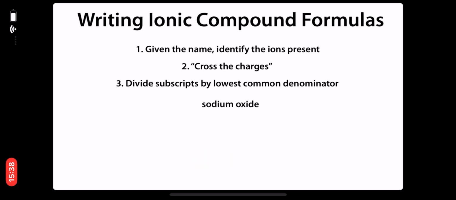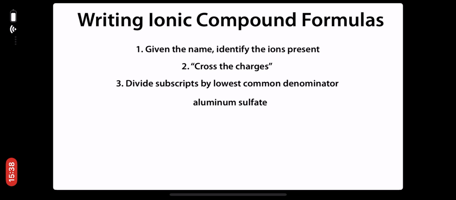Sodium oxide, Na+ and O2-, forms Na2O. Copper(I) hydroxide. Copper(I) is Cu+, hydroxide is OH-. Cross the charges to get CuOH.